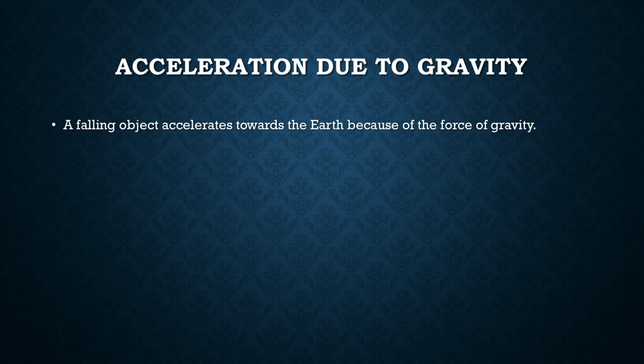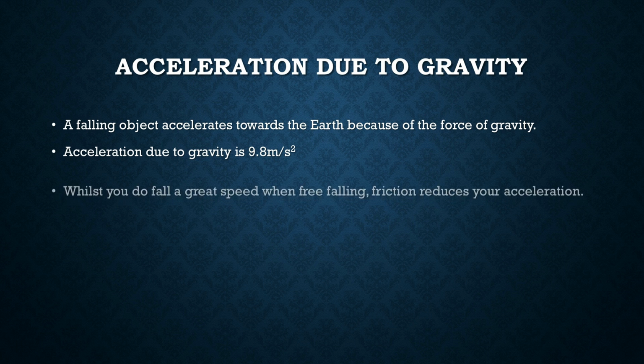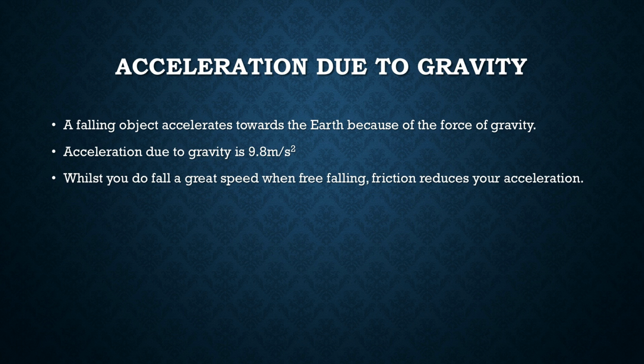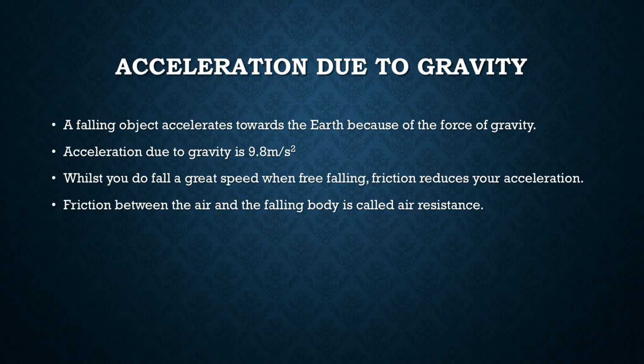A falling object will always accelerate towards Earth because of gravity, and gravity is roughly 9.8 meters per second squared, which is 36 kilometers per hour every second. Whilst you fall at great speed when free falling, friction will reduce your acceleration, and friction between the air and the falling body is called air resistance.